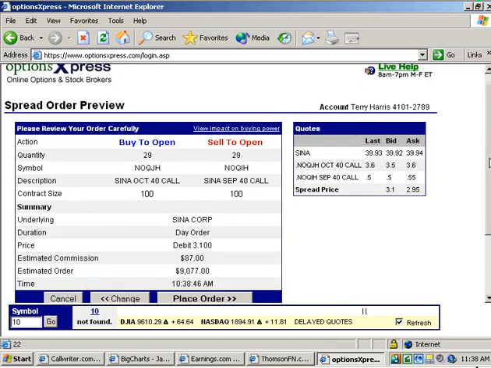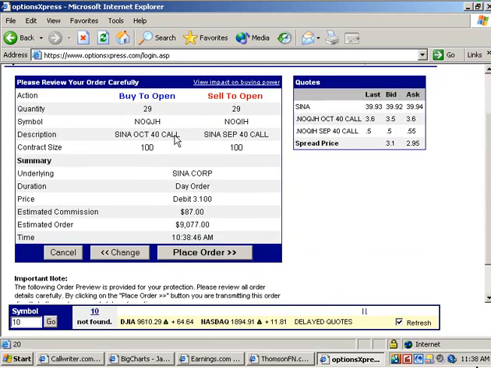Right away, we can see two transactions in one. This transaction here is buying the October 40 call, and this transaction here is selling the September 40 call. Buying a long term, selling a short term, all in one trade. Reading back the name of the company, it's a day order, your limit debit is $3.10, and the commission is 87 cents.